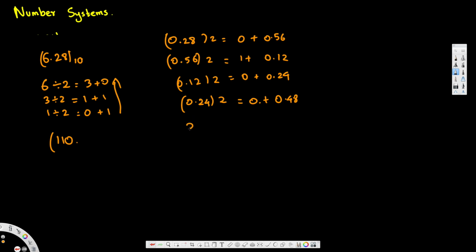Okay, then 0.48 multiply by 2, you will get 0.96.